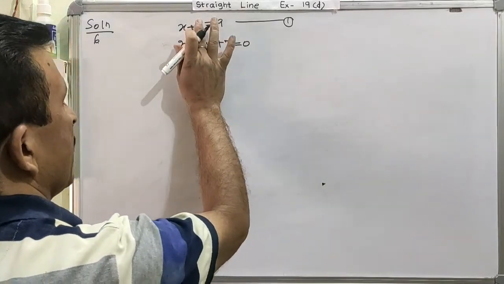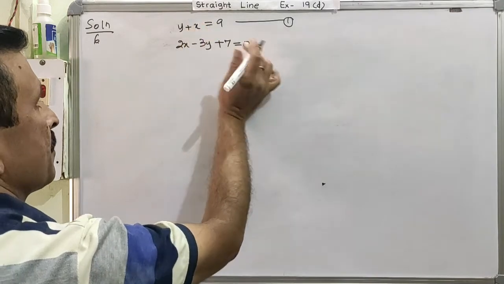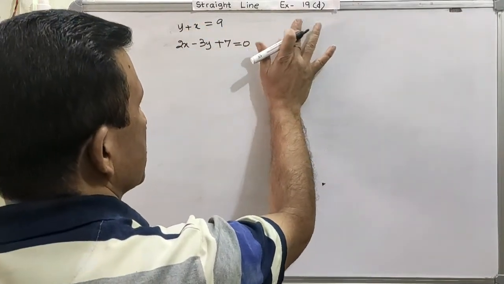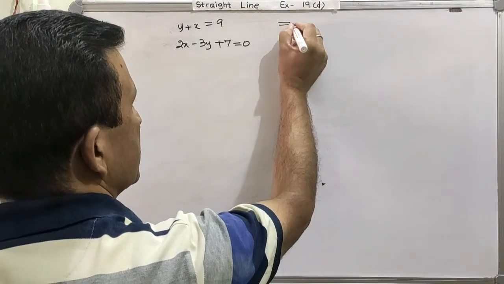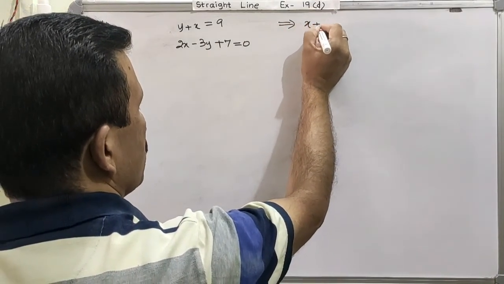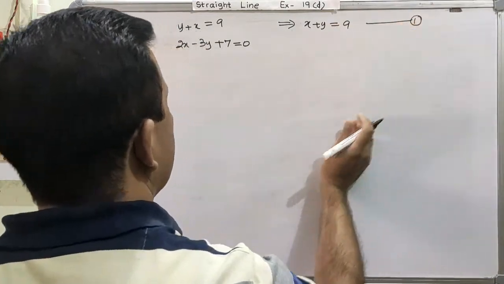So anyway, first of all let me show you that it was y plus x, right? And then I will first of all arrange this equation, then we will write the name. So this implies your first equation is x plus y is equal to 9, and now I will name this as equation number 1.